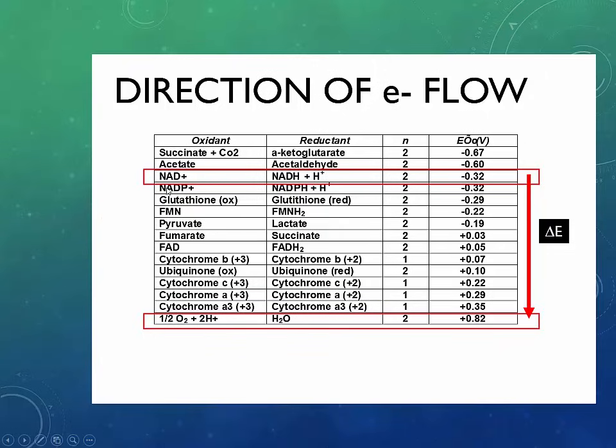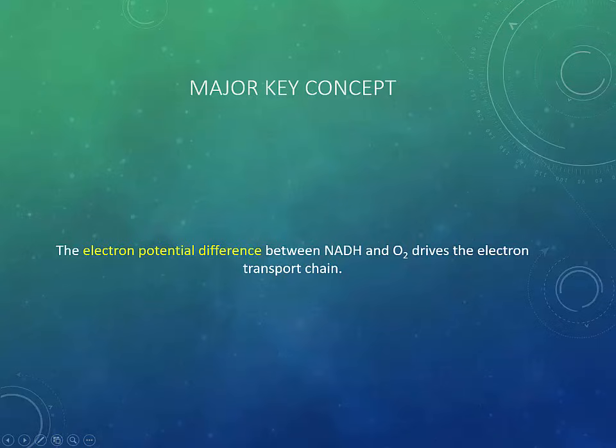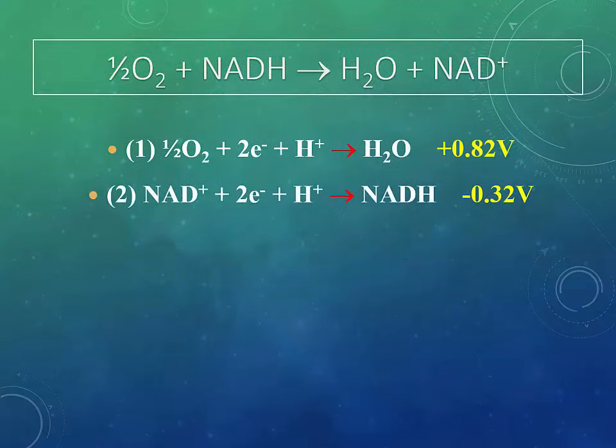Because remember, we actually have to track electron flow. And right now, as written, we are not, because both species are gaining electrons. We need one of these species to lose the electrons so that the other species can gain them. We need the reductant to lose electrons to the oxidant. So you can probably guess where this is going. So what we need is that electron potential difference, and that difference is going to drive the electron transport chain. So let's look at it.